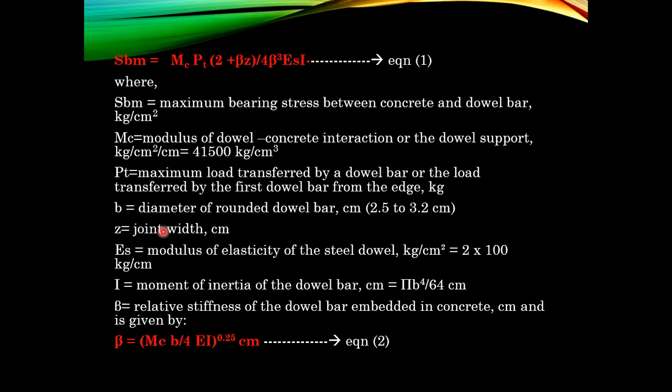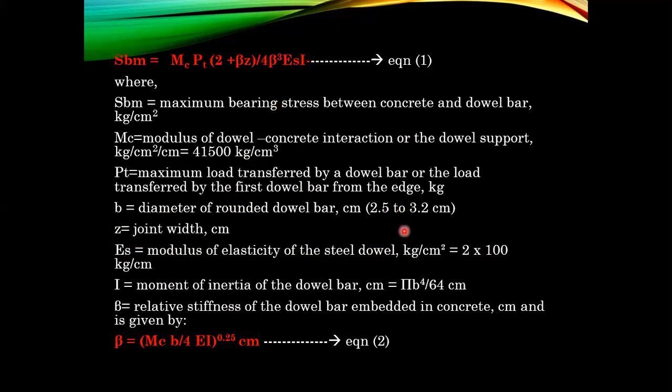The width will be somewhat 250 mm to 300 mm, that you are going to provide. Next, ES, modulus of elasticity of steel dowel. This is a constant, that is 2 into 100 kg per centimeter. Next, I means inertia. This inertia formula you have studied in engineering mechanics.